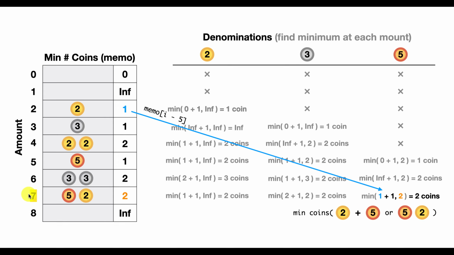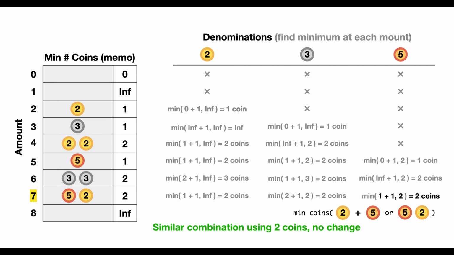Then we do 7 minus the 5 denomination, which gets us to 2. The smallest number of coins to get to 2 was 1. So 1 plus an additional coin is 2. The minimum of 2 and 2 is still 2, so nothing changes. So the answer to this subproblem is still 2.